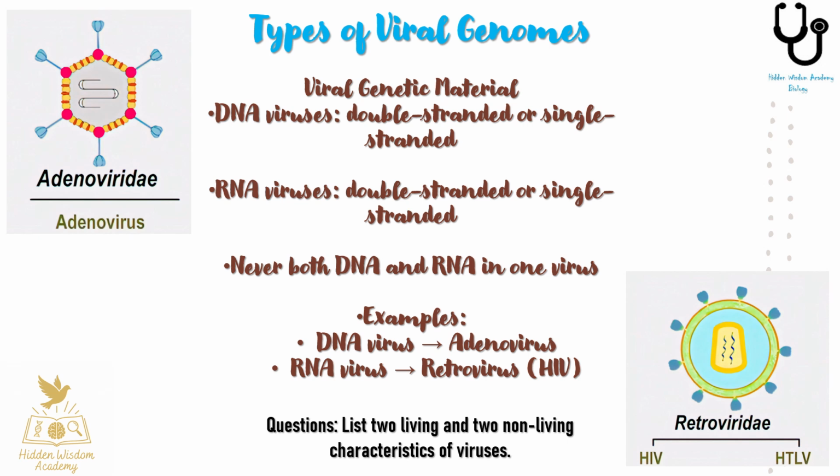Now, let's see the types of viral genomes. Viruses are classified based on the type of genetic material they contain. Some viruses have DNA, which can be double-stranded or single-stranded. Others have RNA, which may also be double-stranded or single-stranded. Importantly, no virus carries both DNA and RNA. For example, adenoviruses are DNA viruses, while retroviruses such as HIV are RNA viruses.